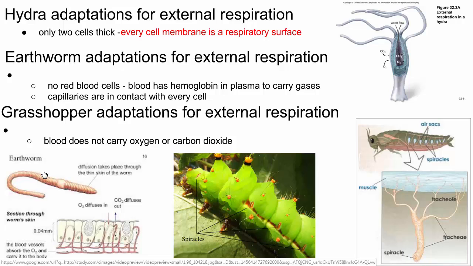So the inside of the Hydra is filled with water, all the outside is surrounded by water, so every cell is basically a respiratory surface.